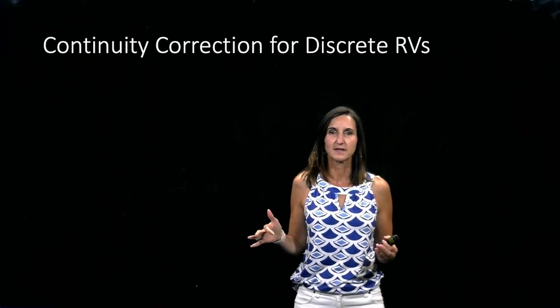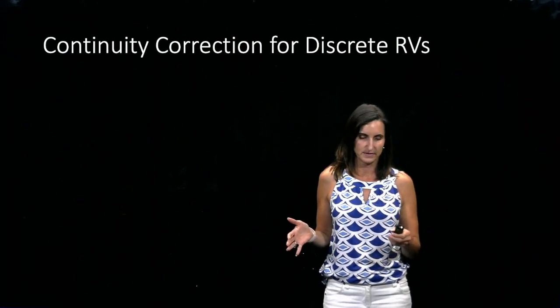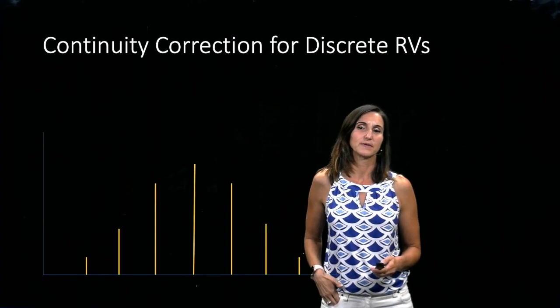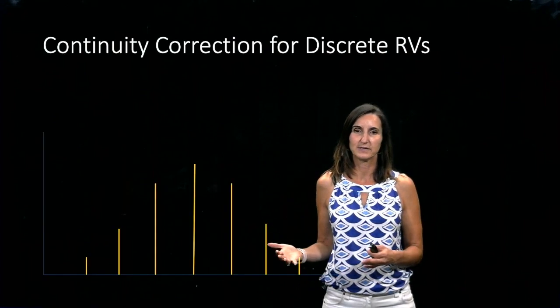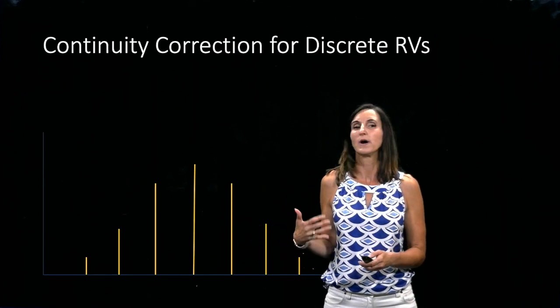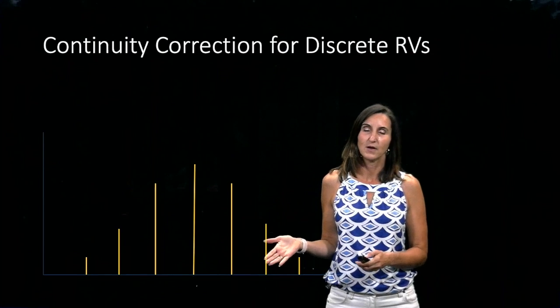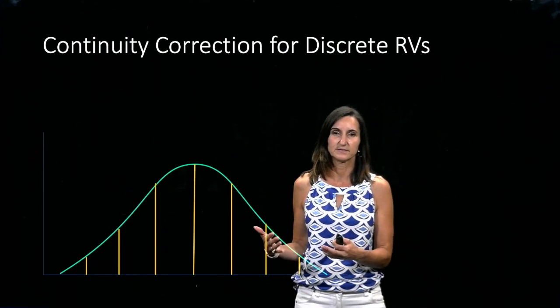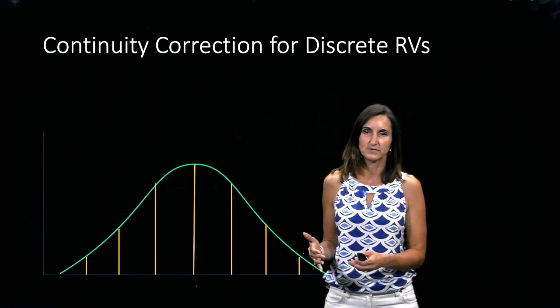Today I'll be discussing the continuity correction for discrete random variables. So if I have a discrete random variable, we'll say it's a binomial distribution, and it looks like this, there are times that I might want to approximate that with a continuous distribution function. And here it would look like this, a nice normal Gaussian distribution function.